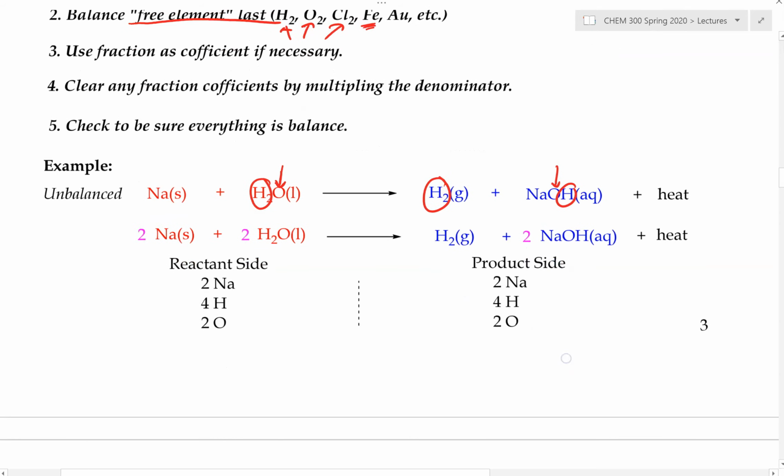If we go over this example in this equation, we'll see that sodium exists as a free element. So therefore, it will be an element that we balance last. Similarly, hydrogen is also a free element because it exists as a free element here on the product side. So this tells us that sodium and hydrogen are the elements that we will balance last.